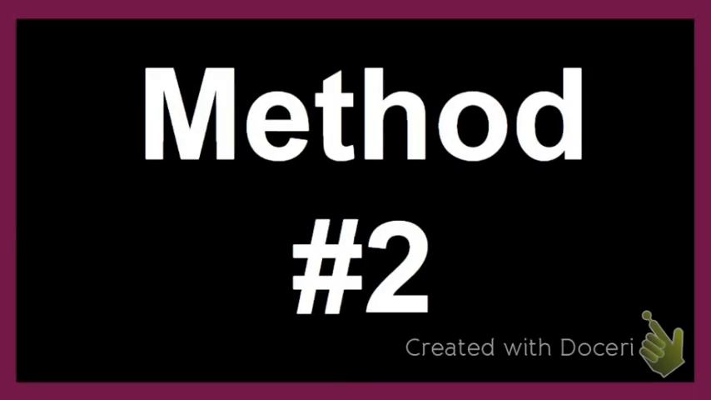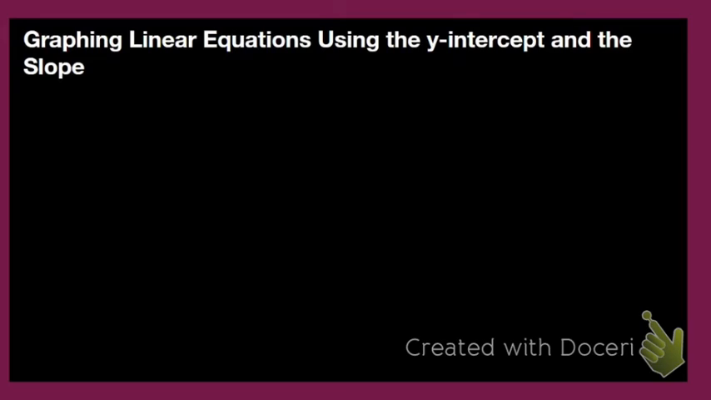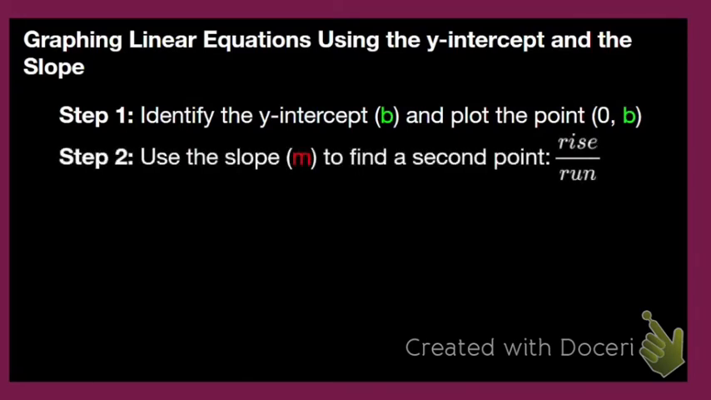So now let's move on to method 2. In method 2, we're going to be discussing how we can graph a line using the y-intercept and the slope. Okay, so there are some steps to this also. Step 1 says that we just have to identify the y-intercept. That's the b in the equation. Okay, and we're going to plot that point. The b gives an ordered pair that starts with 0, and then the y-intercept is the number. Okay, then step 2 is that we're going to use the slope, which is our m, to find the second point using rise over run.